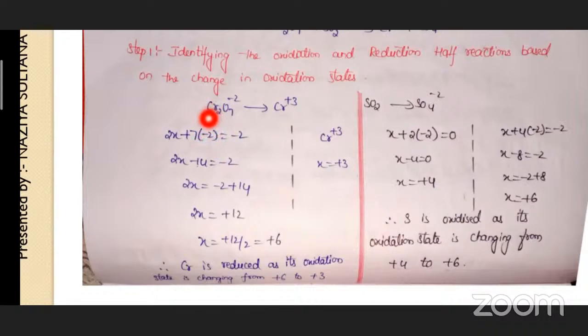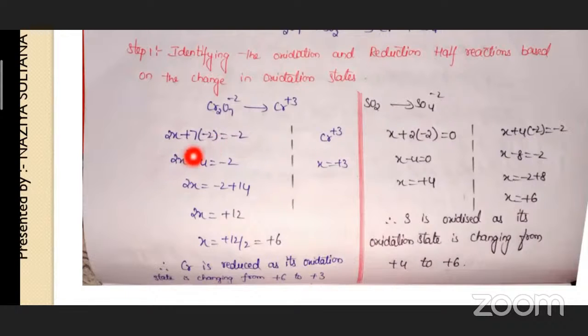So we don't know the state of chromium. So what are we writing? 2x. Let it be x. So 2 chromium atoms are there. So 2x plus 7 oxygens, 7 into minus 2. Each oxygen charge is minus 2. And this should be equated to minus 2 because this is the charge. The rule is the sum of the oxidation states of the elements should be equal to the charge.